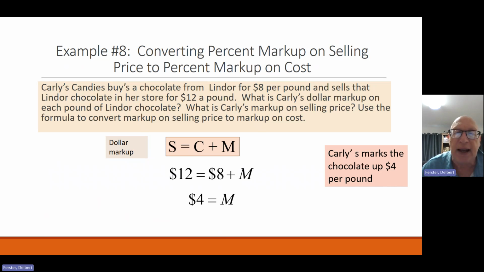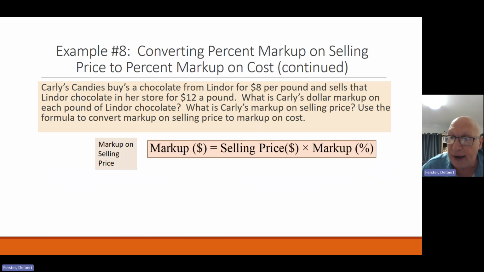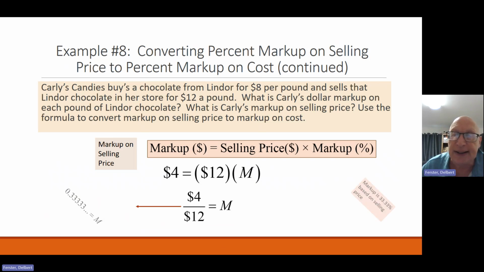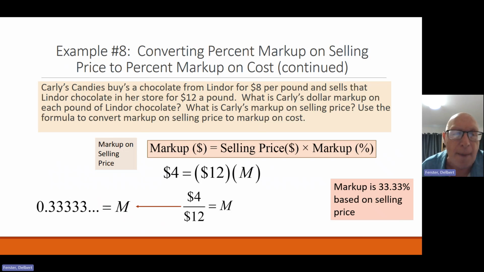Next question: what's Carly's markup on selling price? We'll take 4 as the dollar value for the markup, and the selling price for her chocolate is $12. If you want to find your percentage, 4 goes in for markup, 12 goes in for selling price, and your unknown is M, the markup percentage. Grab a calculator and you'll see that it's 0.3 repeating. So we'll call it 33.33%, or 33 1/3% if you want to be exact. Nothing that we haven't done previously.